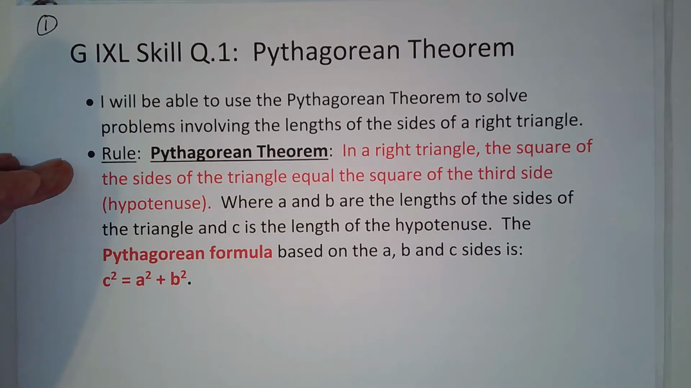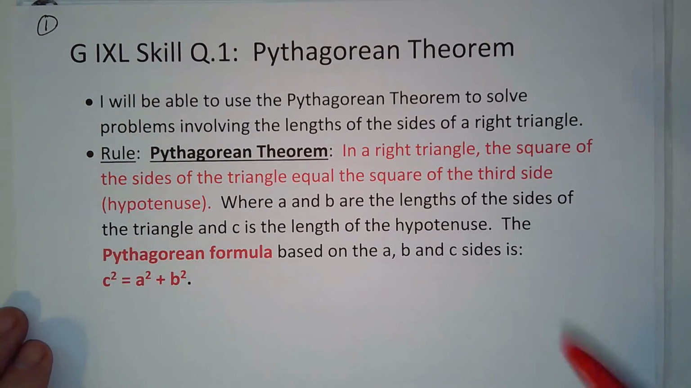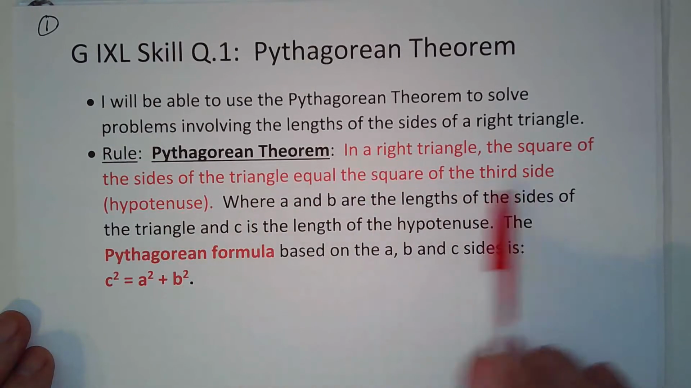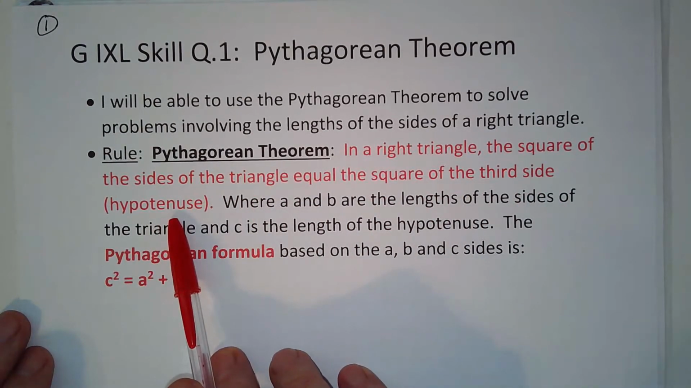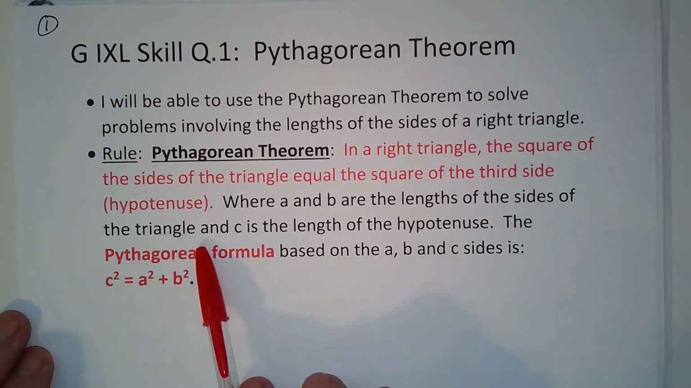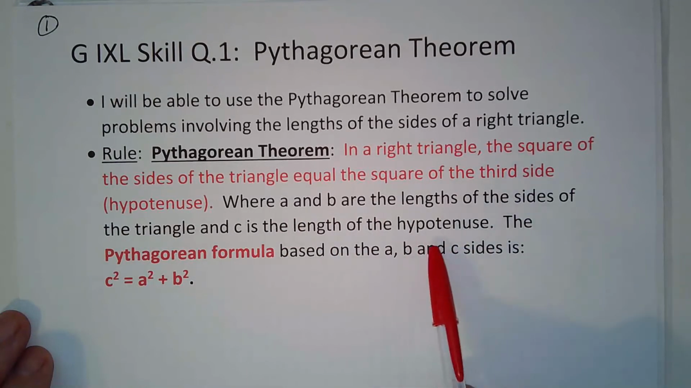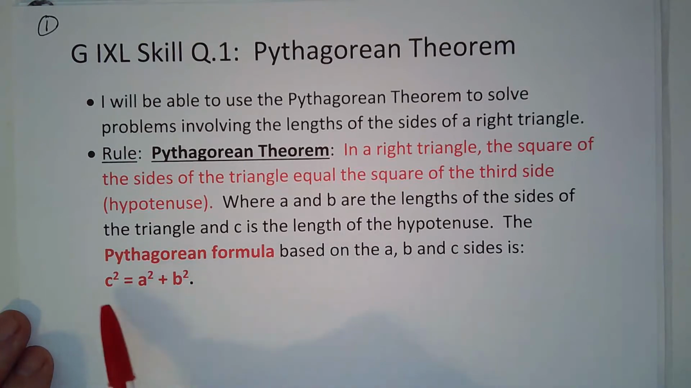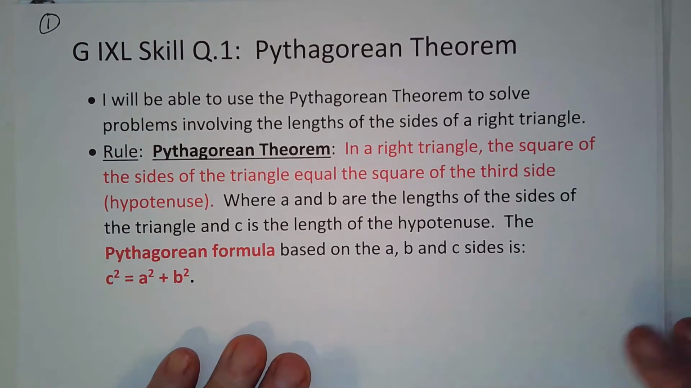So the theorem goes as follows. In a right triangle, the square of the sides of the triangle equal the square of the third side, which we call the hypotenuse. A and B are the lengths of the sides of the triangle, and C is the length of the hypotenuse. And I'll show you a drawing of that in a moment. So the Pythagorean formula is based on the A, B, and C sides and is C squared equals A squared plus B squared. So this is the formula that we're going to be using to solve in this particular skill set.